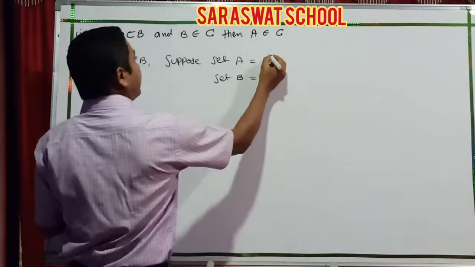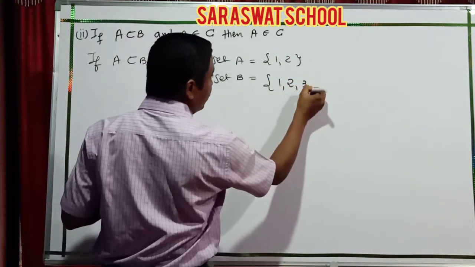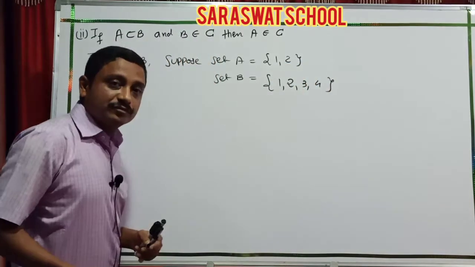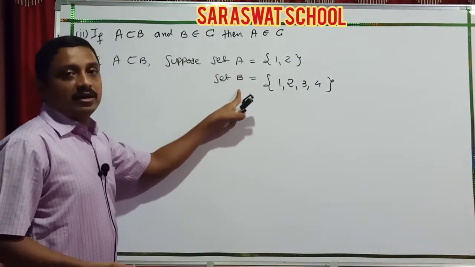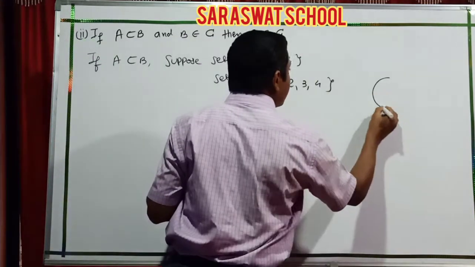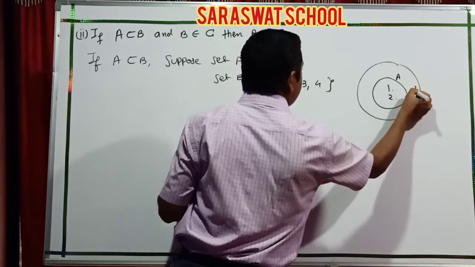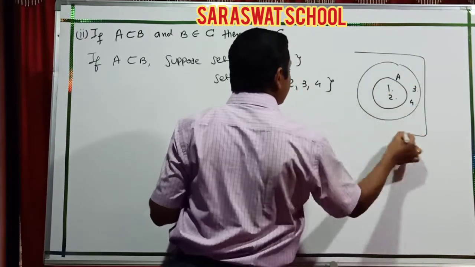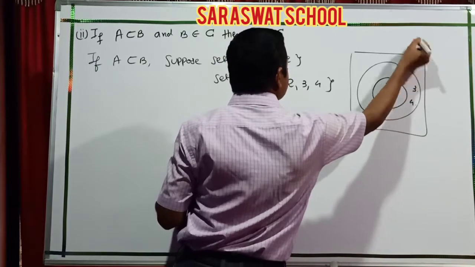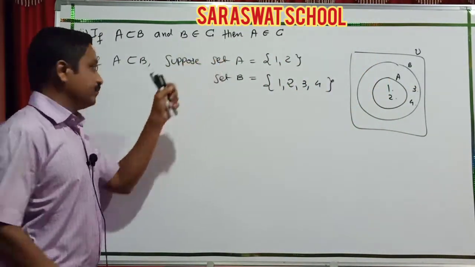If I take A as 1, 2, then necessarily here 1, 2, and a different number, taking 3, 4. Sure, A is a subset of B, meaning every element of A is present in B. According to this drawing also, I show A is 1, 2, B is 3, 4, and here this is the universal set. Now asking whether B belongs to C.